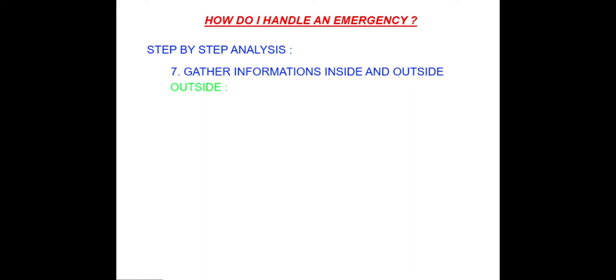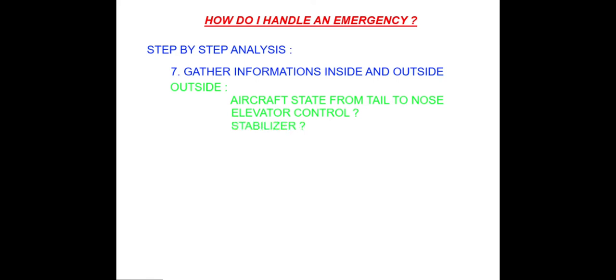Outside. Aircraft state from tail to nose. Elevator control. Stabilizer. Rudder. APU. Communications. Landing gear. Brakes.